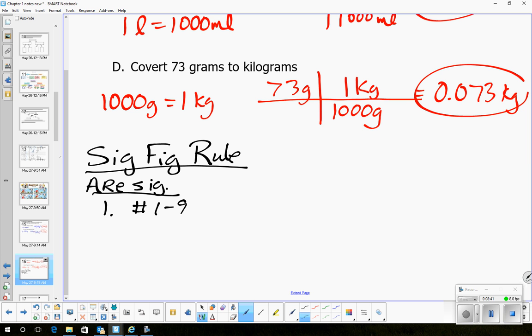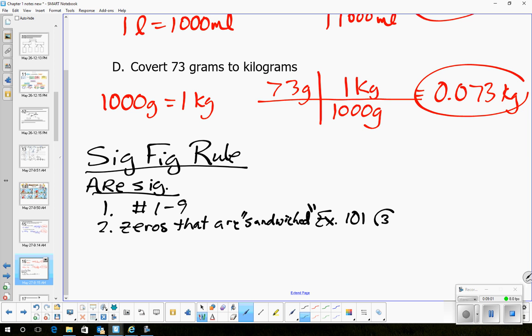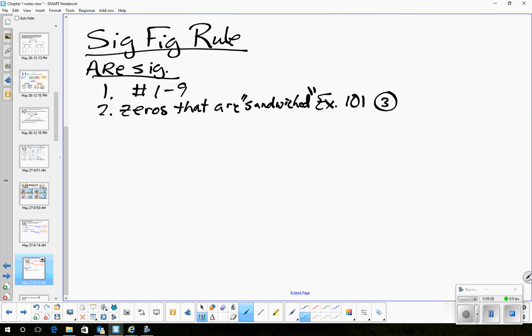Okay? The second one is zeros that are sandwiched are significant. An example here would be like 101. That would be a total of 3 significant figures. Okay? Let's stand this up a little bit. The third rule, when they are significant, is still about zeros.